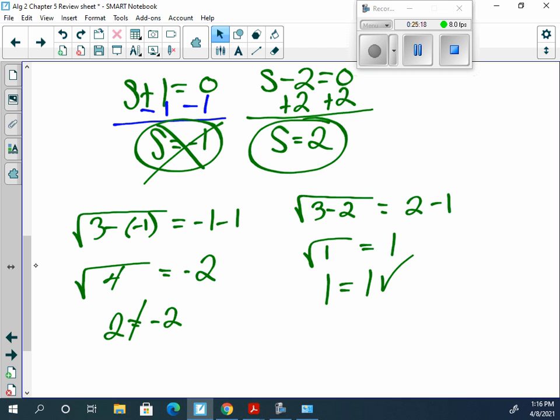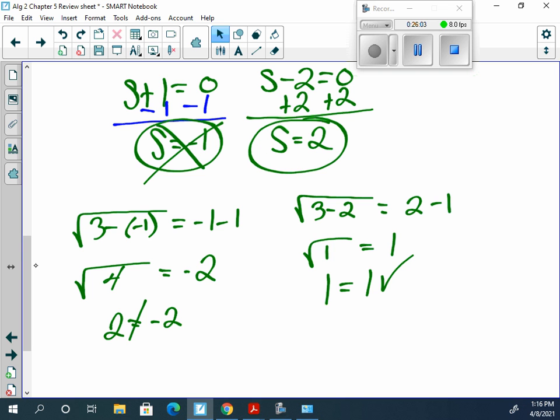Any questions on this here? Any questions on problems 44 through 57? Any other ones of the solving radicals that y'all want to see work? So are we good with 44 through 57? These solving radicals. Solving with radicals. Yes?